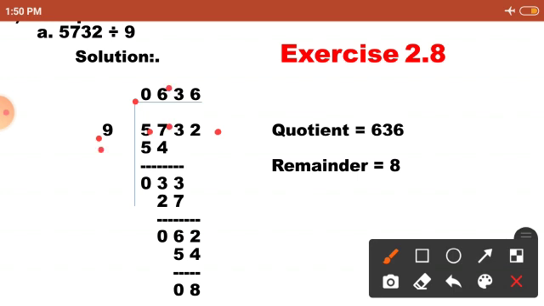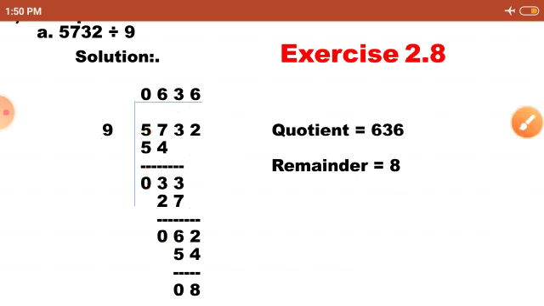Now the number will become 57. 9 6's are what? 54. So 7 minus 4 you will get what? 3, and 5 minus 5 you will get what? 0. Next you have to take the next number, that is what? 3. Now this will become 33. So 9 3's are what? 27. Just subtract both of these numbers. 3 minus 7, can't subtract this. So we borrow 1 from here. Now this will become what? 2, and this will become what? 13. So 13 minus 7 you will get 6, and 2 minus 2 you will get 0.